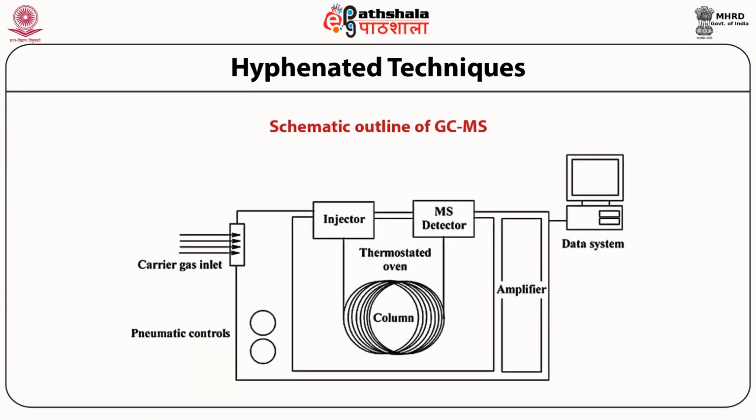This block diagram represents a schematic outline of GCMS. Here we see that a carrier gas enters through the inlet. At the injector, we inject the sample, which is taken by the carrier gas onto a column placed in a thermostatic oven. Over this long column the components of the injected sample get resolved and eluted, and they are taken to the MS detector. Thereby GLC acts as a separation medium and mass acts as a detector.